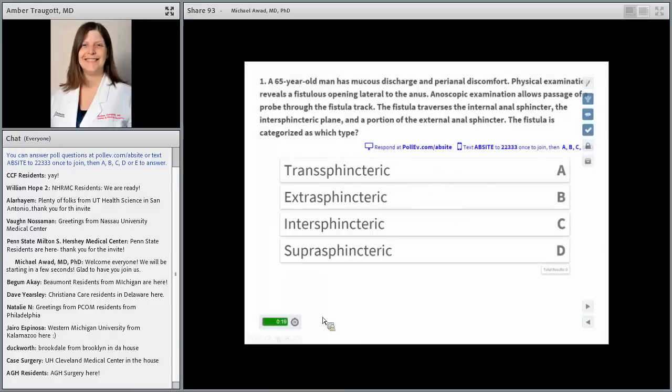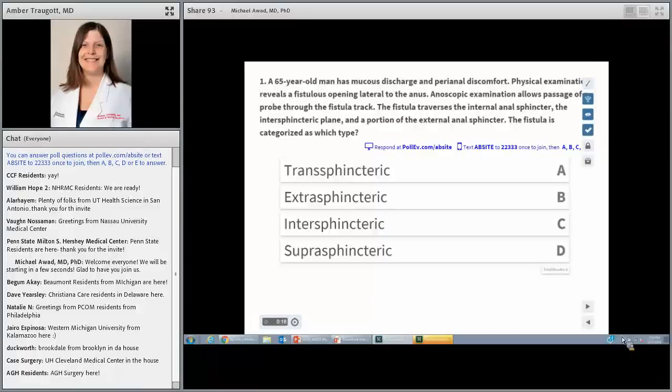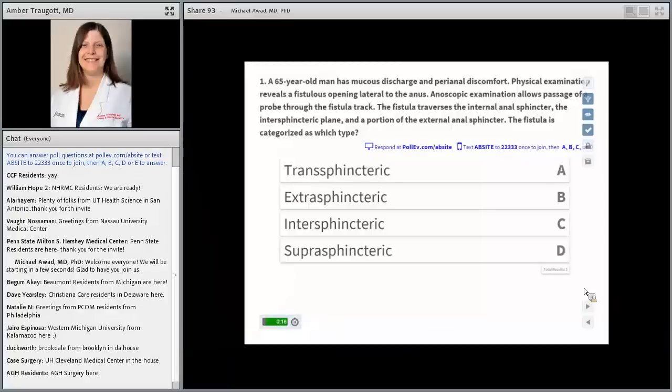So the first question: a 65-year-old man has mucus discharge and perianal discomfort. Physical exam reveals a fistulous opening lateral to the anus. Endoscopic examination allows passage of a probe through the fistula tract. The fistula traverses the internal anal sphincter, the intersphincteric plane, and a portion of the external anal sphincter. The fistula is characterized as which type? The choices are transsphincteric, extrasphincteric, intersphincteric, or suprasphincteric.